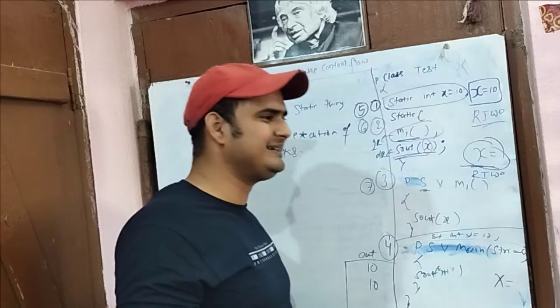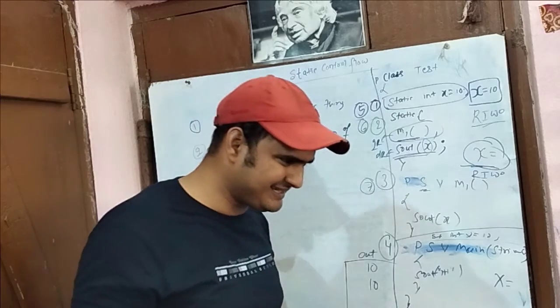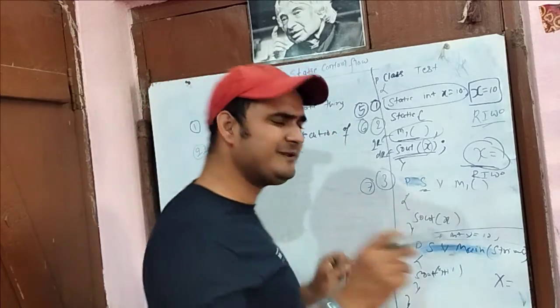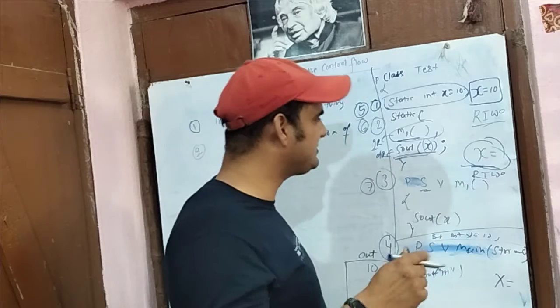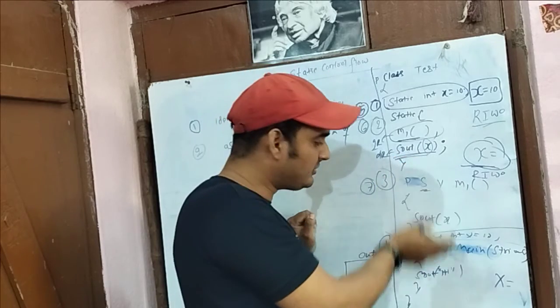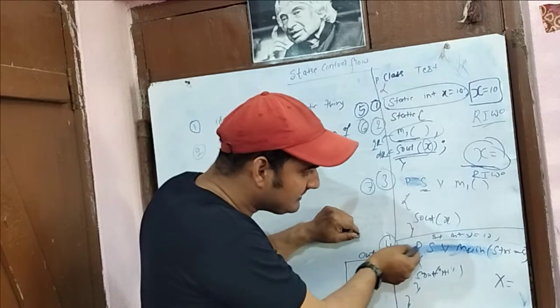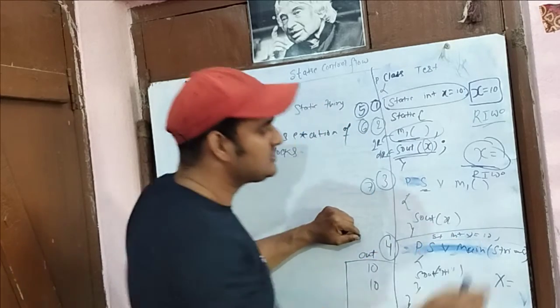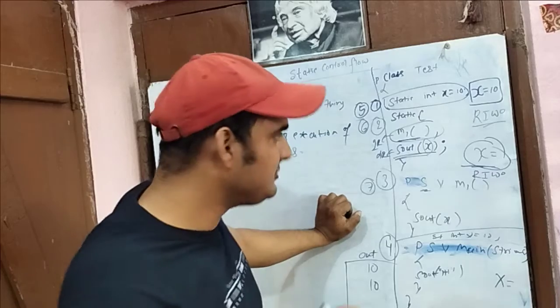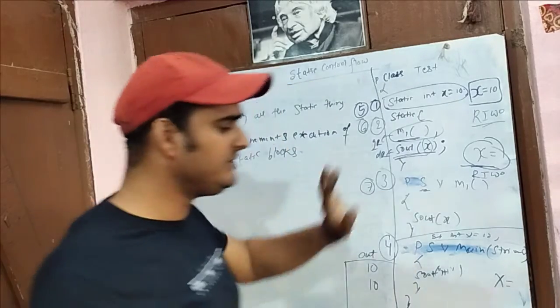Some error is there, I don't remember the name. It will throw some compile time error. You know why it will throw? Because the value of X is not assigned yet. Once the control flows to this level, then it will assign the value 10. Since it has not assigned that value yet, it will throw such kind of error.